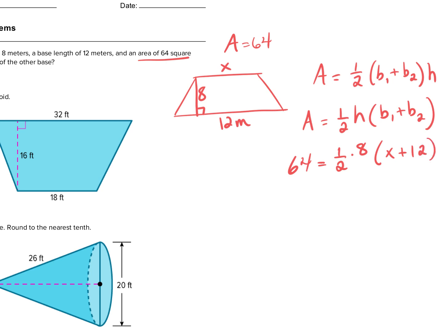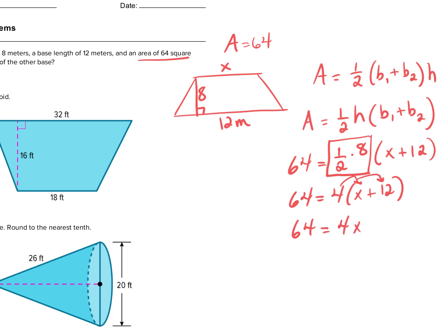Okay, now you can do one of two things next. You can distribute the 8 to the parentheses and then divide everything by 2, or you can, because everything's multiplying or dividing, do half of 8 first, which is 4, which I prefer to do because it makes things a little simpler. Now I'm only distributing 4 as opposed to 8. So I got 64 equals 4x plus 48, because 4 times 12 is 48.